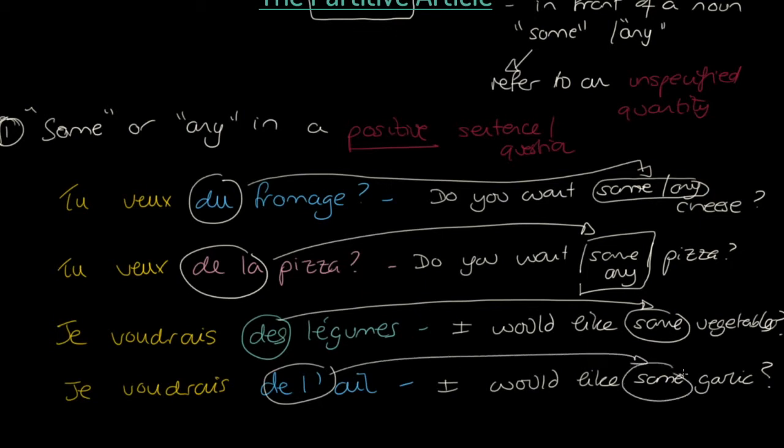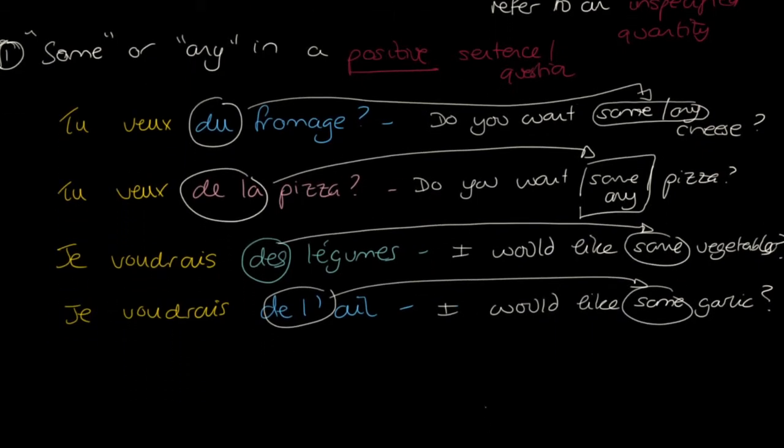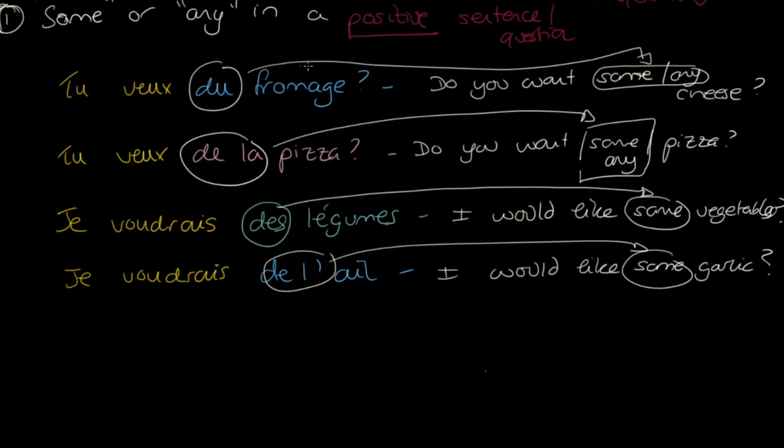So what we can see here is we've got 4 different ways of saying the very same thing in English. Now, hopefully you're starting to come to terms with this idea that in French our nouns have gender. And we can see here, fromage is a masculine noun. And it's masculine singular. It's only one of it. There's no S on the end. It's just some cheese. Du fromage. Whereas my pizza is feminine singular. My légumes are plural. And my ail here is masculine singular.